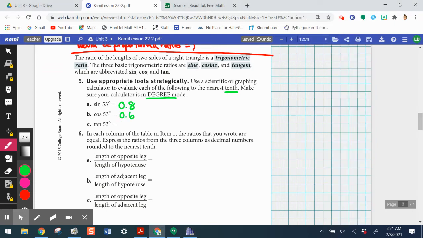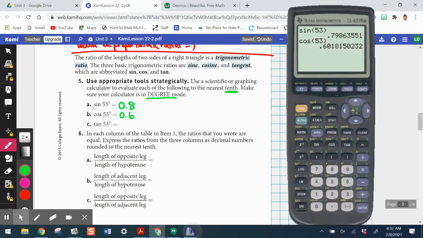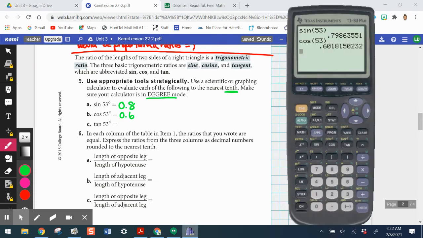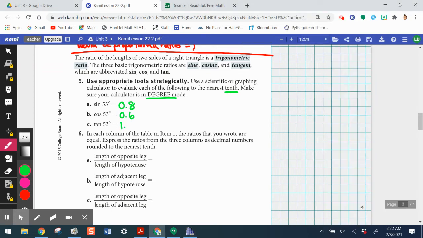And we're going to figure out where all this information is leading to in item 6. So just hang with me. We're just finding the decimal approximation of these three ratios, the sine of 53, cosine of 53, and the tangent of 53. So the tangent of 53 is 1.32. So we'll just say 1.3.